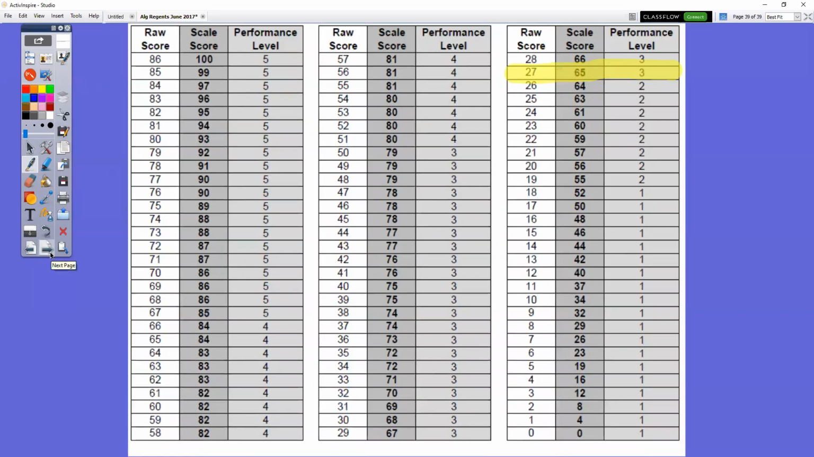When you take a look at your scores here, go back through and add up how many you got and see what you would have gotten on the exam.